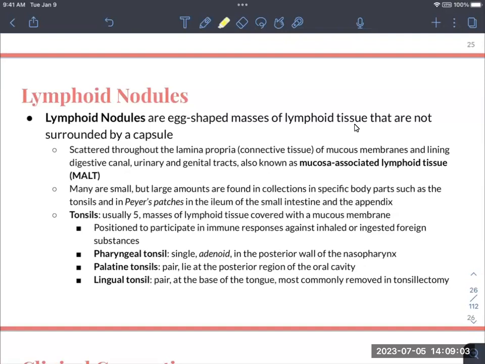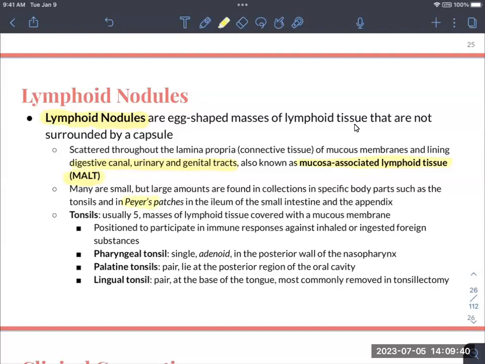So these lymphatic nodules. Lymphatic nodules here, they're masses of lymphatic tissue that are not surrounded by a capsule. We have quite a few of them in that digestive system, urinary, genital system. These are mucosa-associated lymphatic tissue or lymphoid tissue, known as MALT. We have a lot of these around.